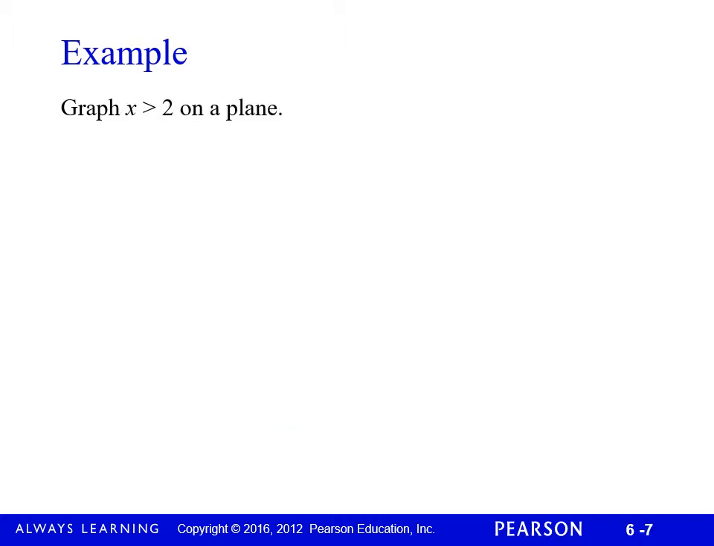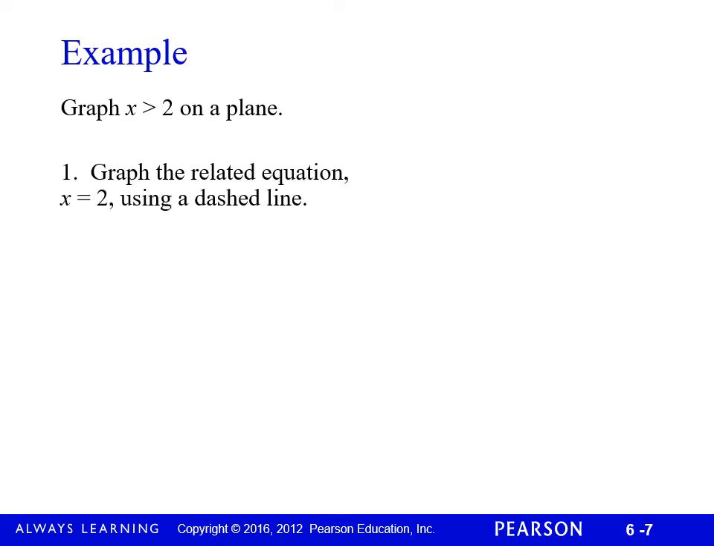These often confuse people, although these are some of the easiest ones to do when you only have one variable. x is greater than 2 on a plane. Now, remember, we do the same thing, graph the related equation, x equals 2. This is not a point at 2, 0 on the graph. This is a line that goes through x equals 2. This is a vertical line up and down all the way through the x-axis at x equals 2.